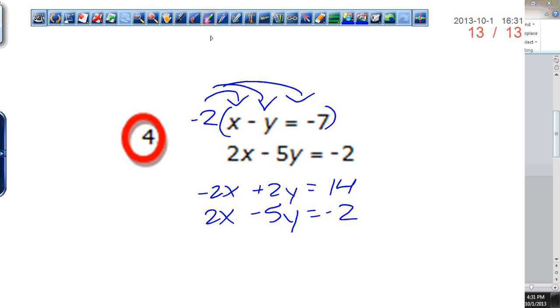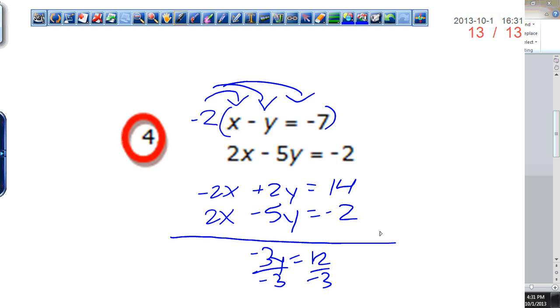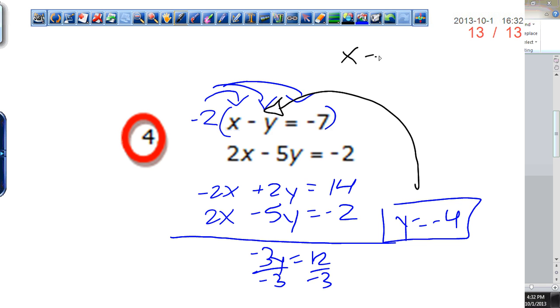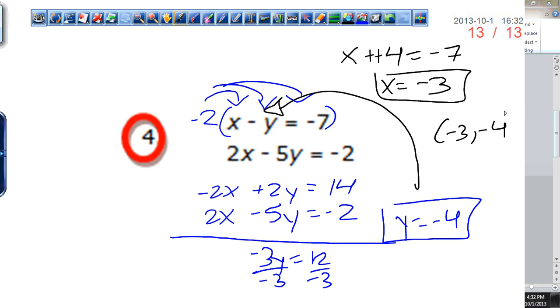Once again, we're looking to see that these x's would cancel out. So looky here, they cancel out. Those go away, and I'm left with negative 3y equals 12. Divide both sides by negative 3, and y is negative 4. So I got my y, and now I just got to get my x. So I'm taking this, plug it in right here. You can do the bottom one if you want. The top one looks easier, so that's why I'm doing it. So x minus negative 4 equals negative 7. When I got a minus and a negative, it turns to a plus. X equals negative 3. So my ordered pair is negative 3, comma, negative 4.